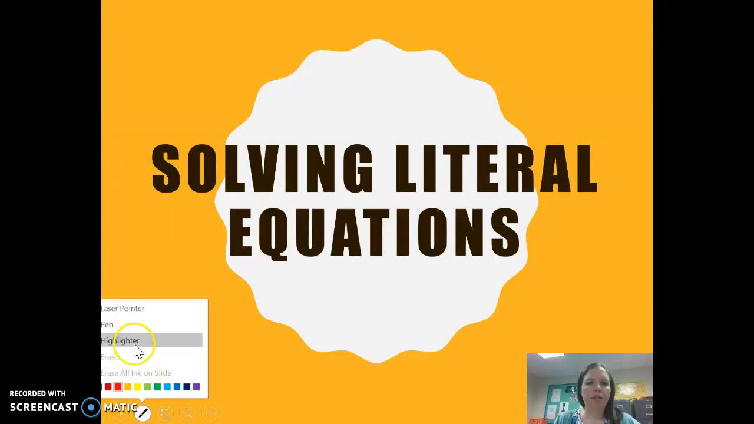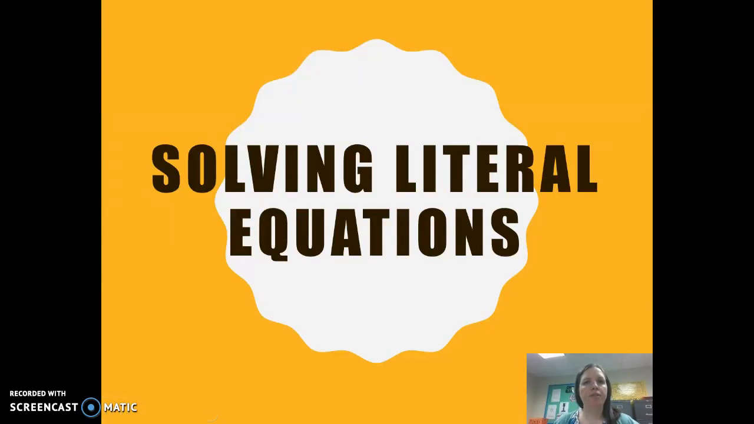So we've done a lot of solving. We're going to start solving different types of equations here. Ones we're going to solve might be a little uncomfortable at first, but I promise this process will become easier as time goes on. We're talking about solving literal equations.